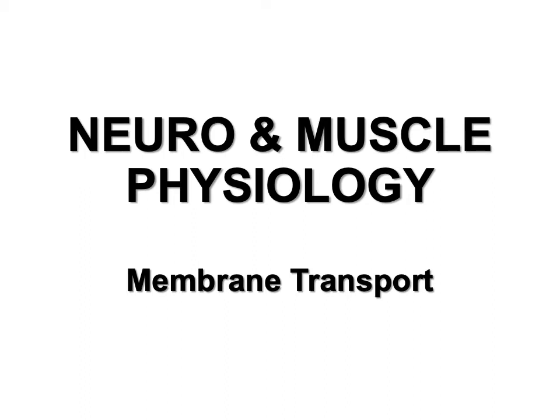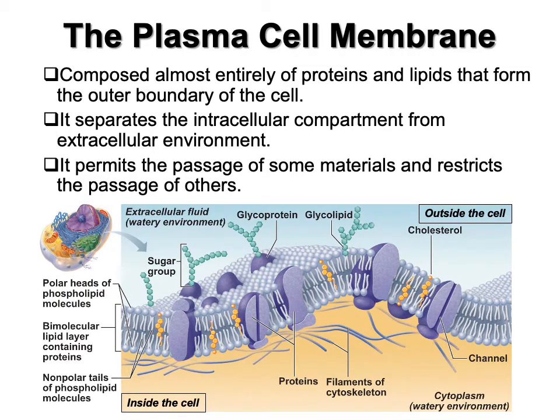Neuro and muscle physiology, membrane transport. The plasma cell membrane. Every cell in our body is surrounded by a membrane. This membrane is composed almost entirely of transport proteins and phospholipids. The primary purpose of a cell membrane is to separate the intracellular compartment from the extracellular environment and to control passage of some materials and restrict the passages of others.